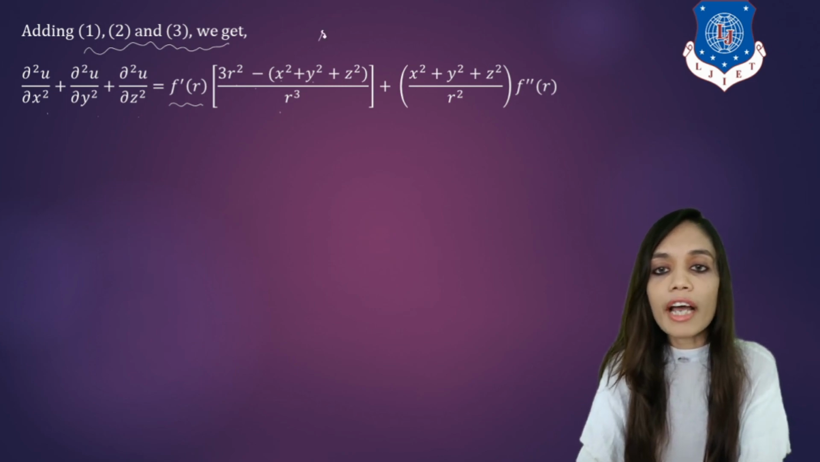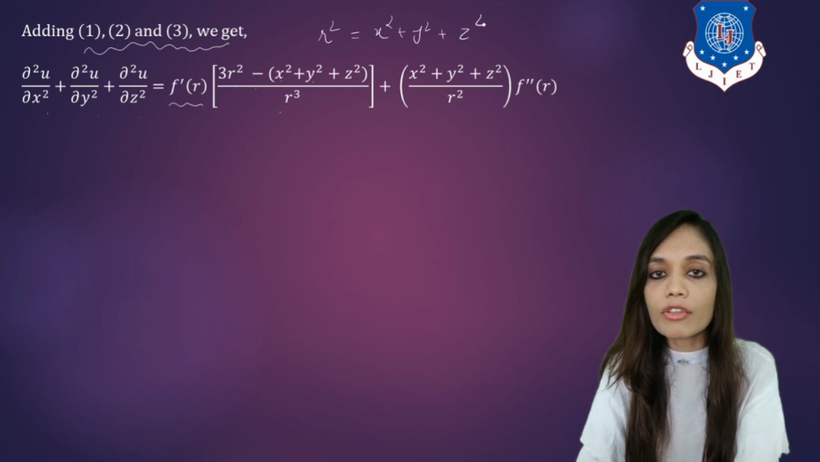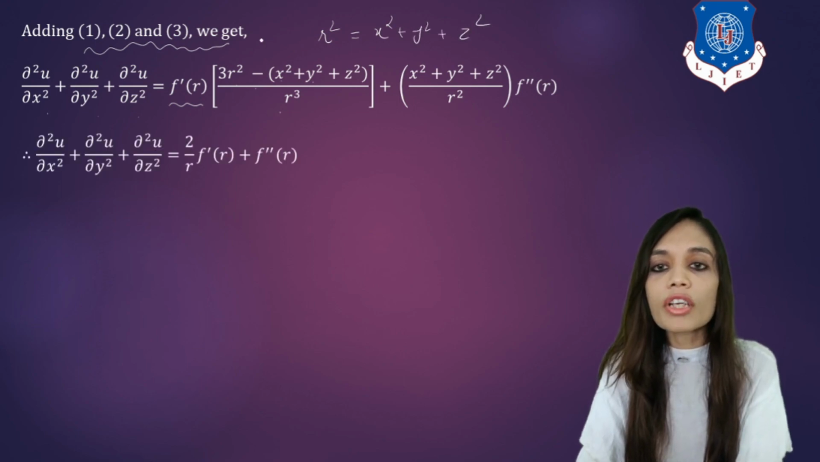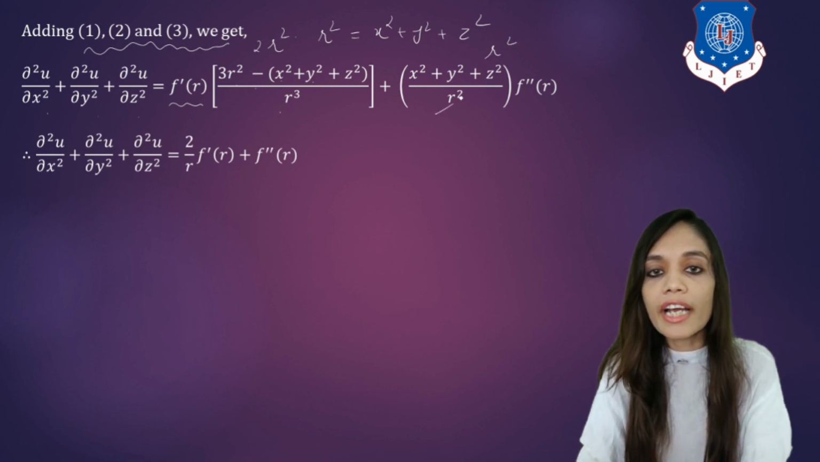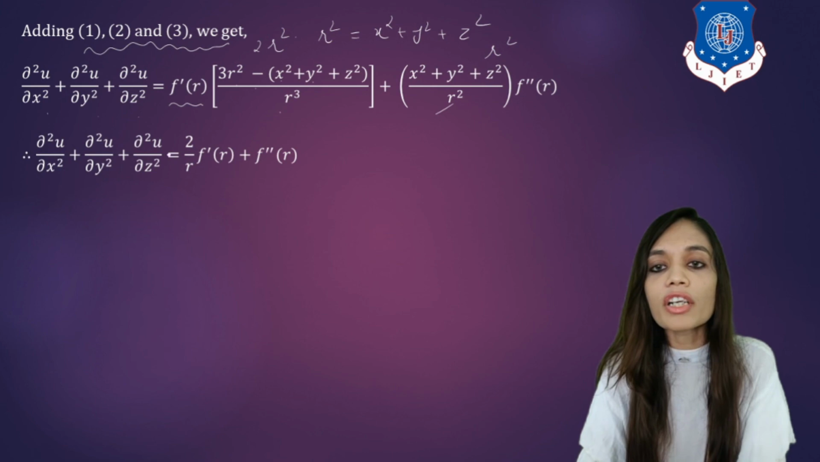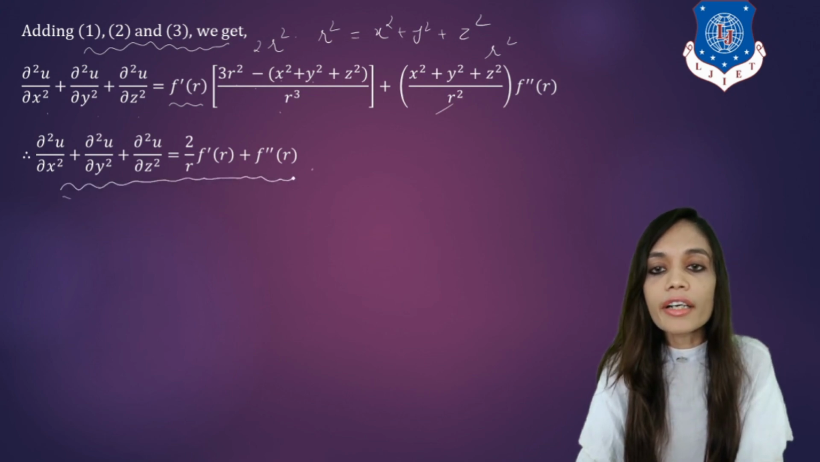Now we know that r square is equal to x square plus y square plus z square. So this will become totally 2r square. And here if we put r square, these two will get cancelled out. So finally what will remain? 2 upon r f dash of r plus f double dash of r. So this is our required answer.